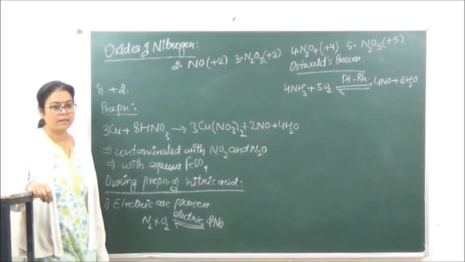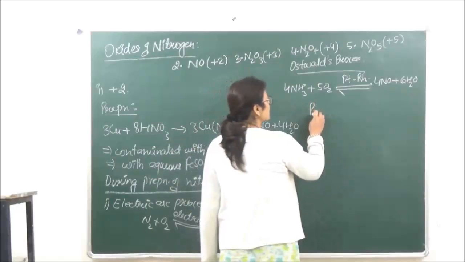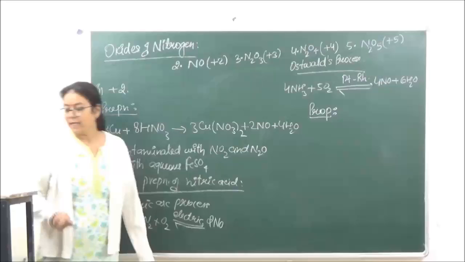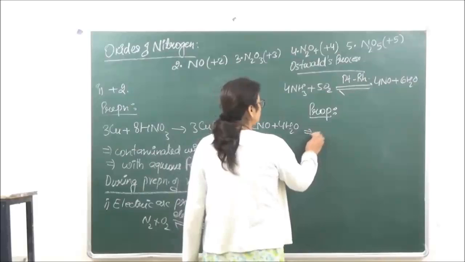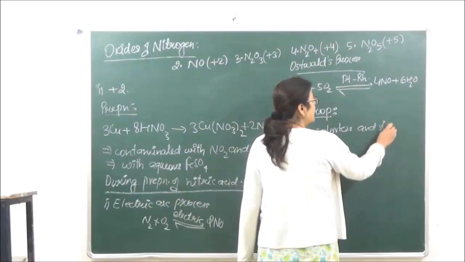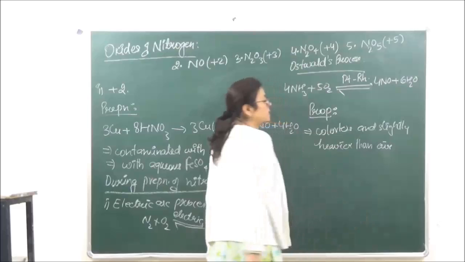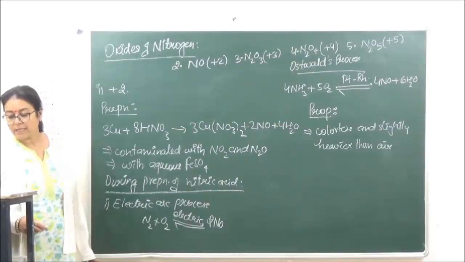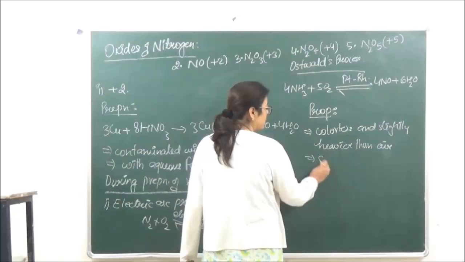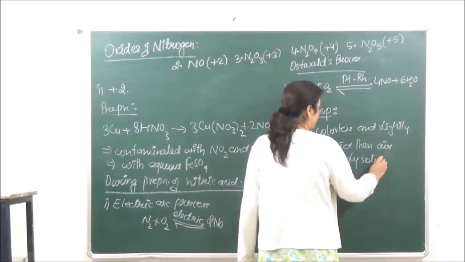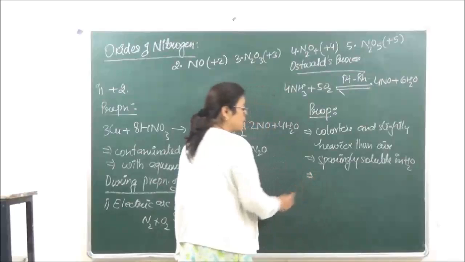When we're looking at the properties of nitric oxide, the first one is it is colorless and slightly heavier than air. ठीक है? उसके बाद हमारे पास क्या आता है? This is going to be sparingly soluble in water.